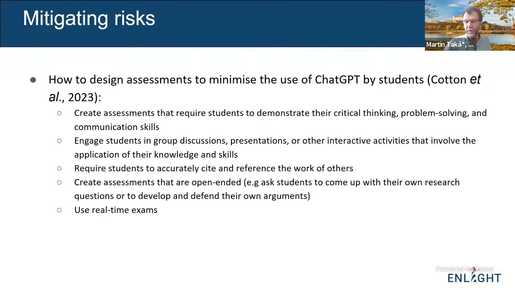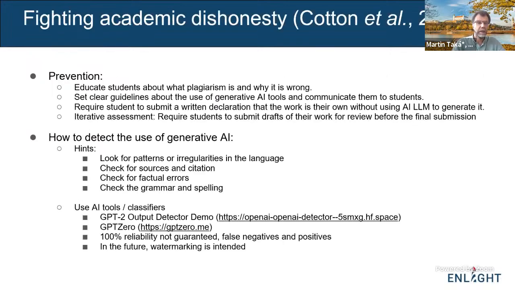So it's up to teachers whether they will allow using ChatGPT or not. But if they want to minimize its use, or they still want to encourage students to use their own head, they should create more interactive activities where they engage students in group discussions and presentations. They should also require students to accurately cite and reference the work of others and verify it, because this is what ChatGPT is not very good at. They can also create assessments that are open-ended, like asking students to come up with their own research questions.